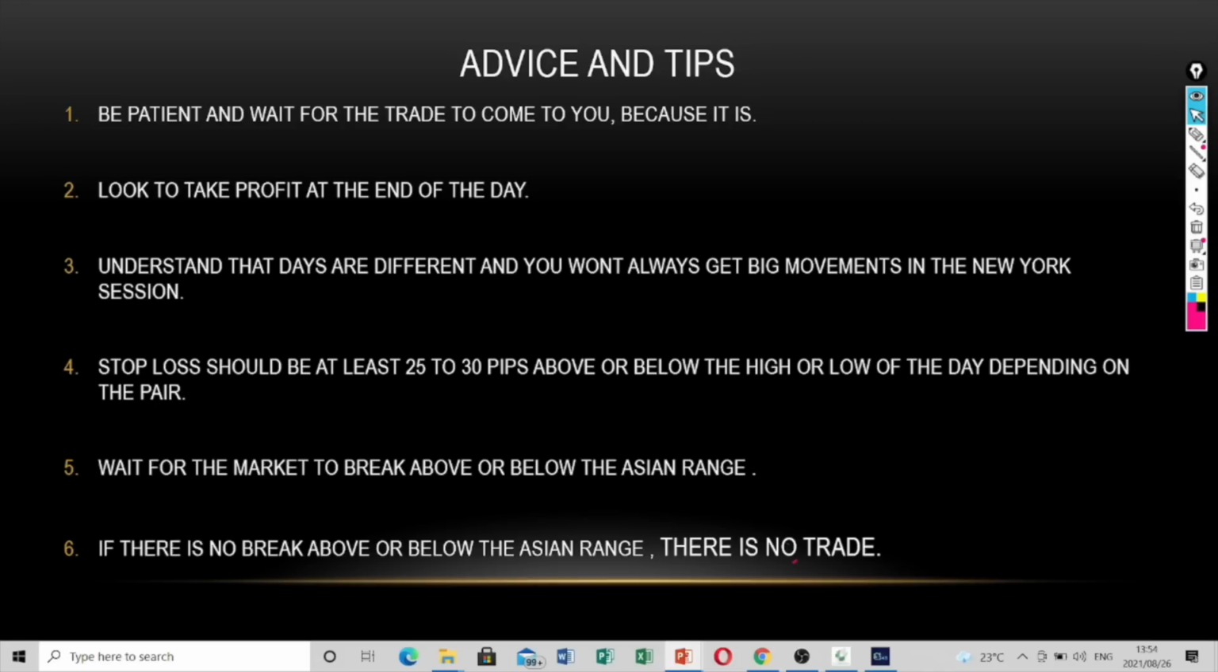Let it go. At least wait for something, either a break above or below. Let it go into the next day. It's okay. At least you didn't lose any money. But what's bad is that you didn't make any money. But that's okay. Not making any is better than losing something.